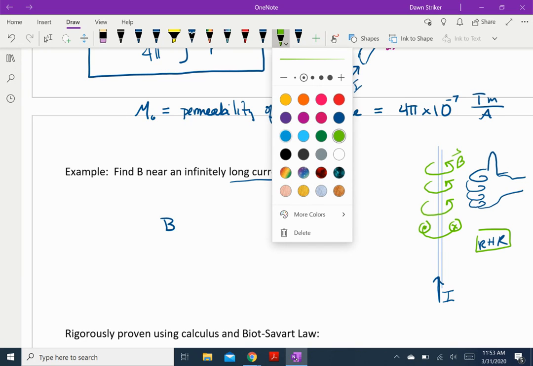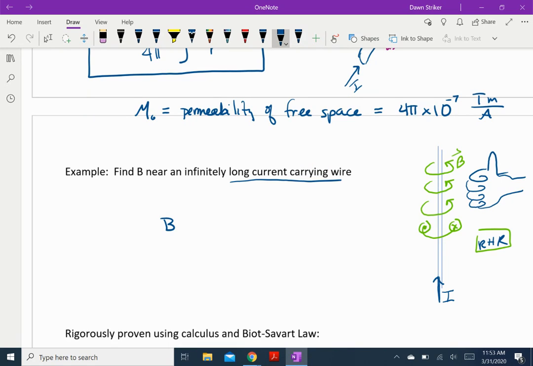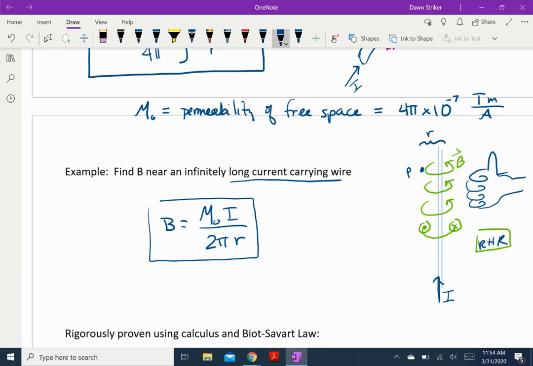All right. What about the size or the quantity? So the size is mu sub 0 times the current divided by 2 pi times r, how far away my point is from that wire. So if I'm interested in this point P, and this is r from point P to my current carrying wire, the magnetic field is inversely proportional to r at that location. All right, there we go.